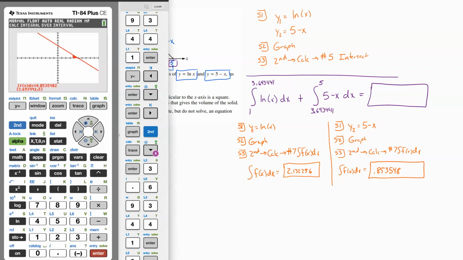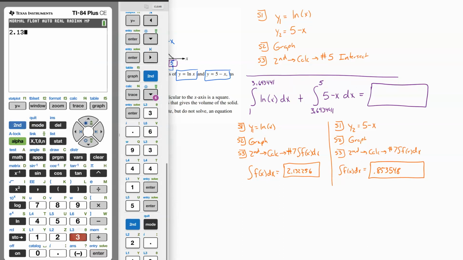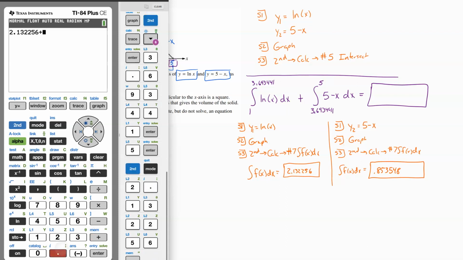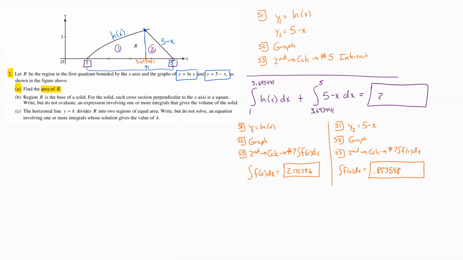And so we'll put those values together. So I've got 2.132256 for the first one plus 0.853548 for the second one. Hit enter. And now that we're on to our final answers, they are always going to be 3 decimal places. So this would be 2.986. So our final answer on this would be 2.986.